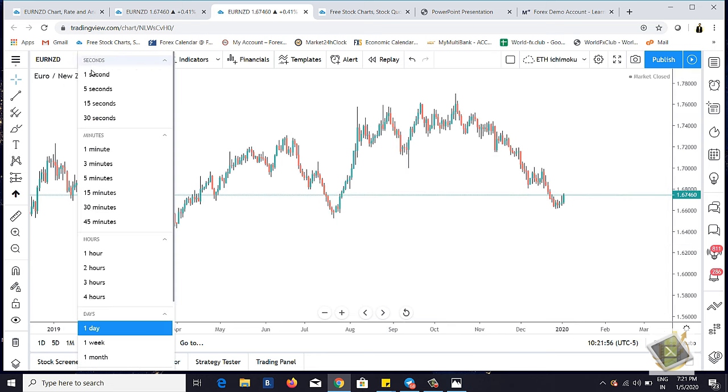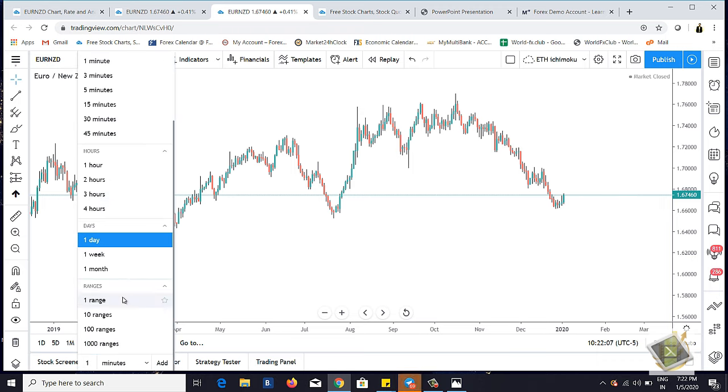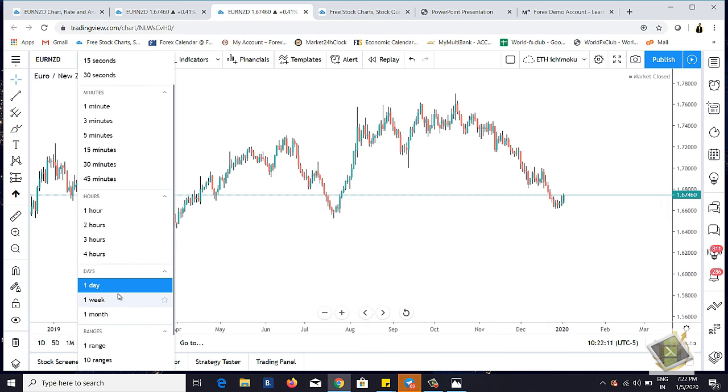Okay. So here you will see different time frames. You have 1 minute, 3 minute, 5 minute, 15, 30, 45 minute, 1 hour, 2 hour, 3 hour, 4 hour, 1 day, 1 week, 1 month. You have ranges as well. So what do these time frames tell you? What information are you getting when you open a different time frame chart?